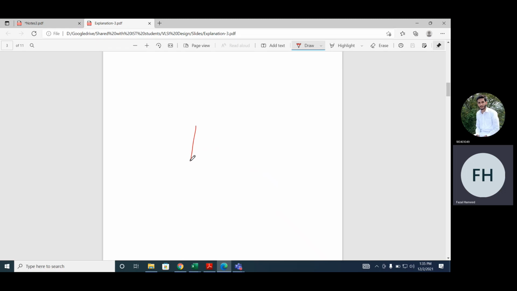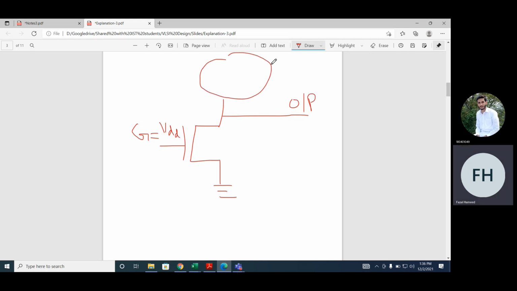Now let's assume we are using an NMOS transistor. This is a gate G. When G is equal to VDD, and this is our output. Now there is some pull-up here.